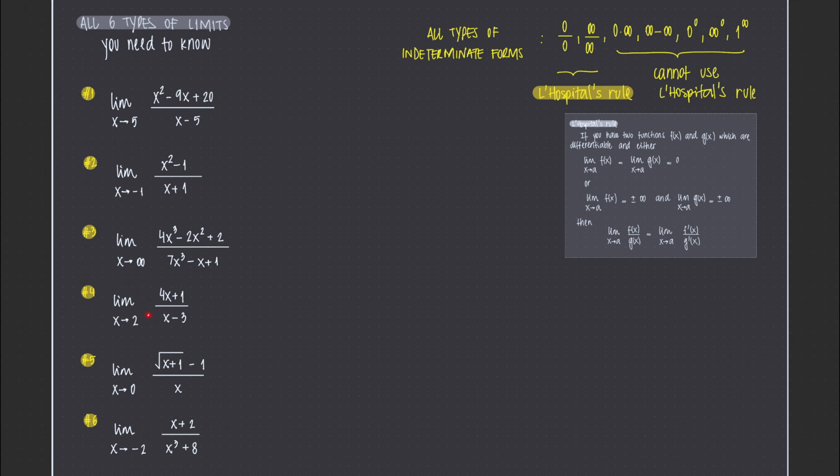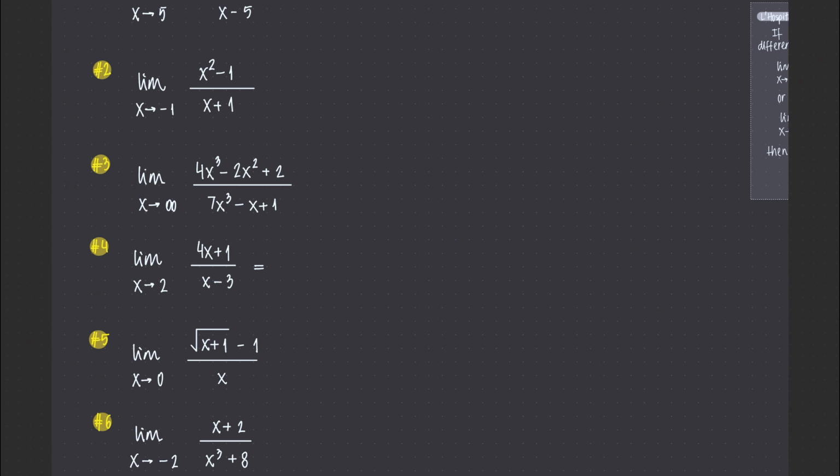Why can we do that? Well, the function is not discontinuous at 2. It is discontinuous at 3. We can see that there's a vertical asymptote x equals 3. But that's not a problem because we're plugging in 2 as the x value. So we can just plug it in and find the limit. The function is continuous when x is equal to 2. Therefore, the limit is the same as f of 2. So 4 times 2 plus 1 over 2 minus 3, also known as negative 9.